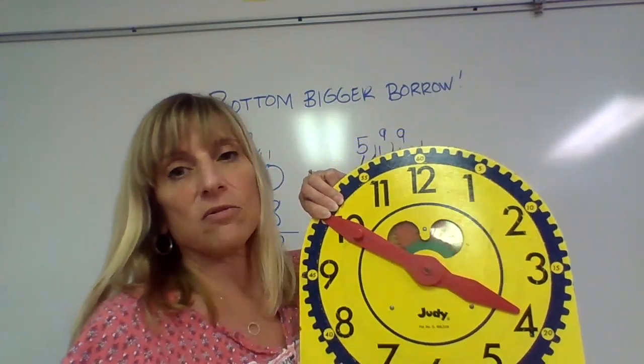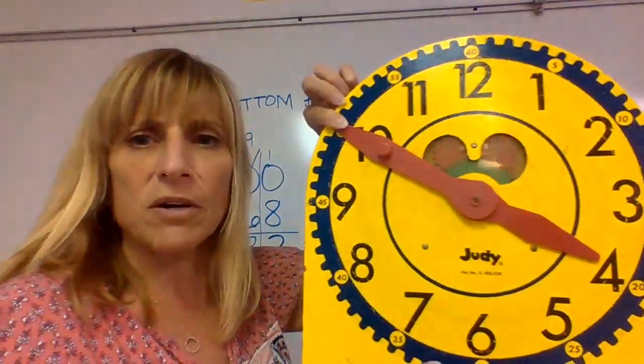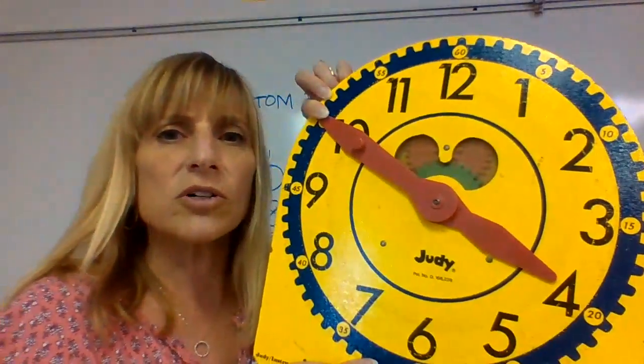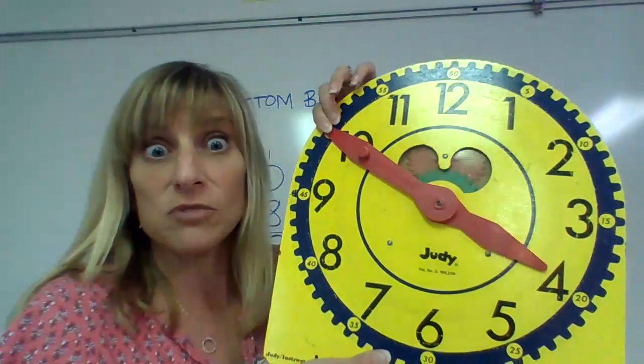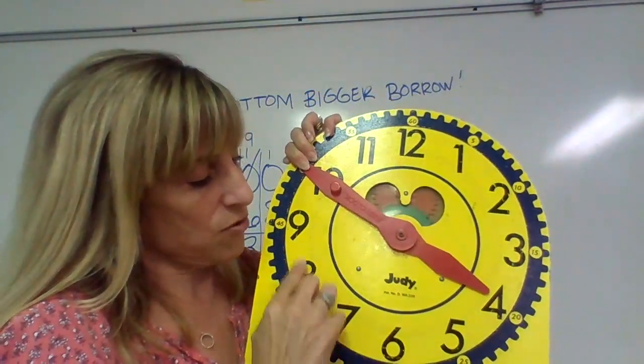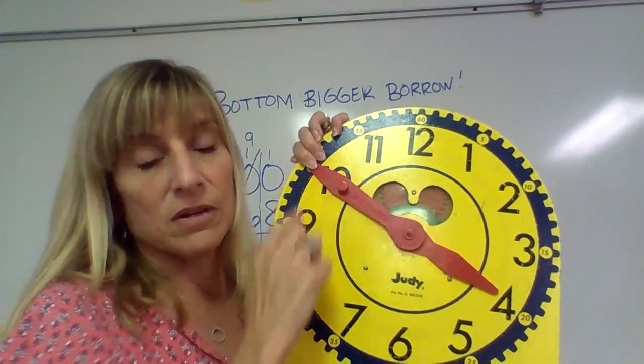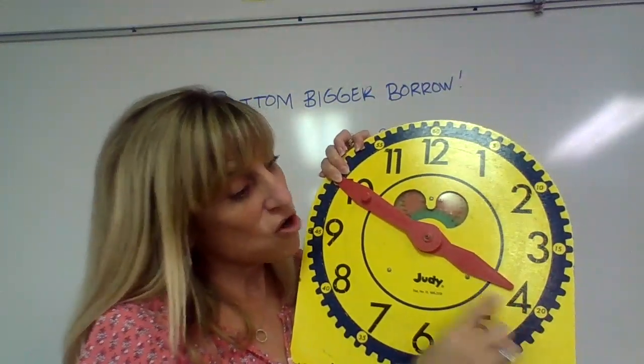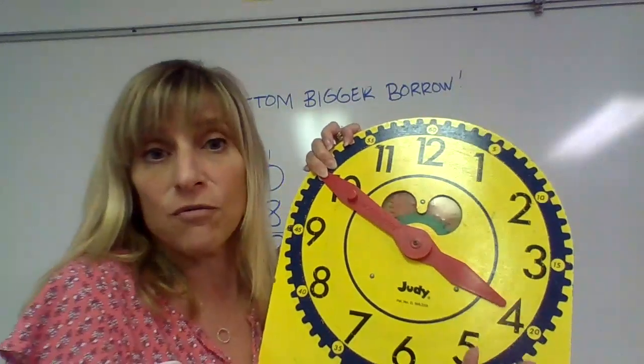Okay, so now we have to take a look at this. This is kind of a hard one. If you look at this, you might think, oh, that's 450, right? Because we just counted all the way around. 5, 10, 15, 20, 25, 30, 35, 40, 45, 50. Okay, and it's so close to the 4, so you're thinking 450, right?